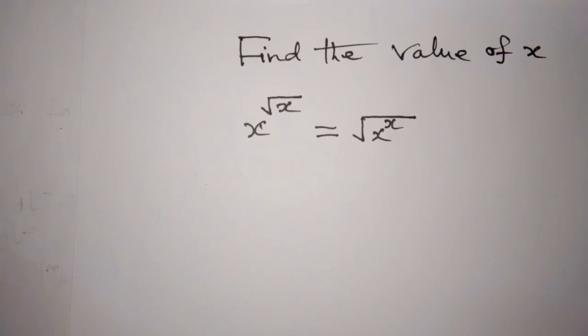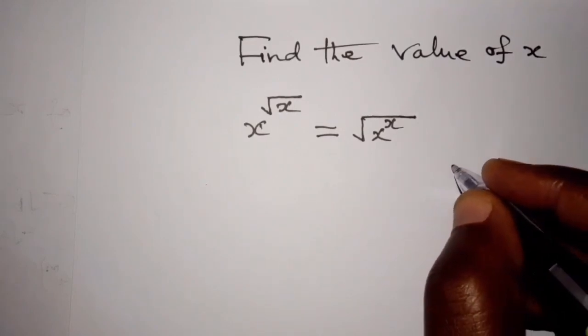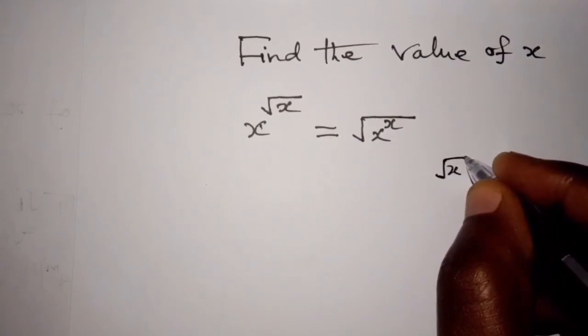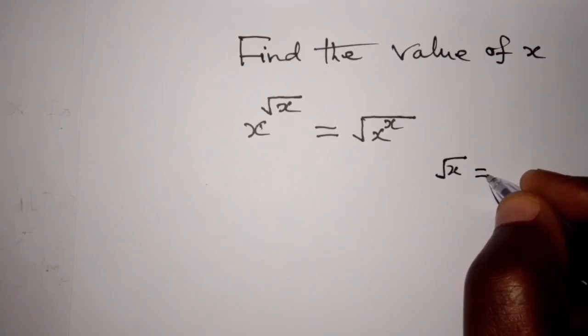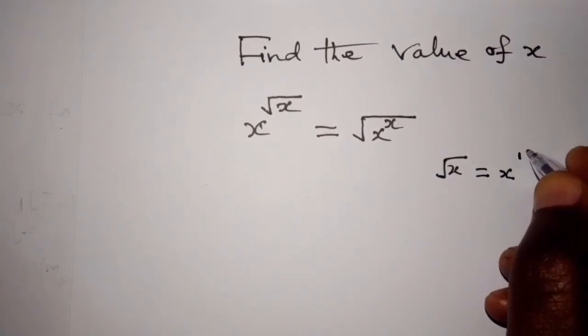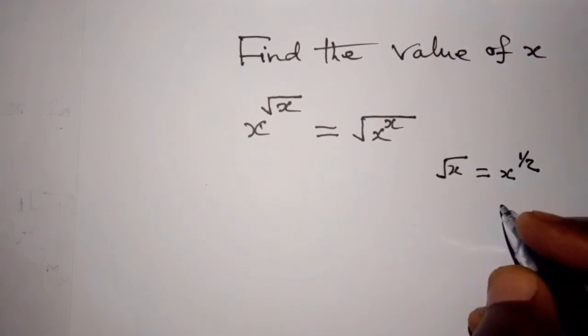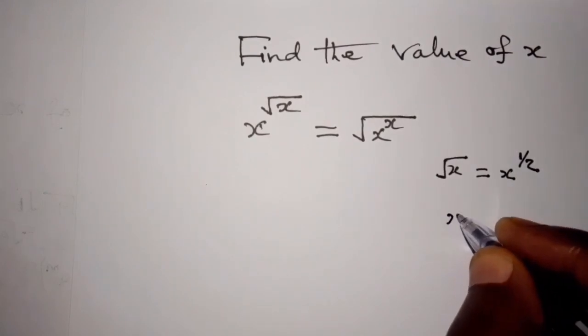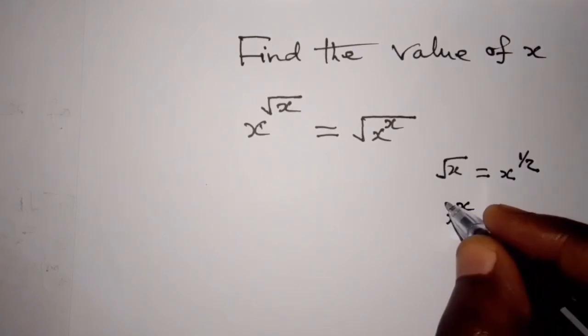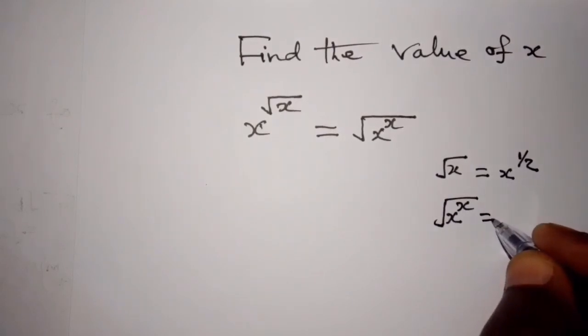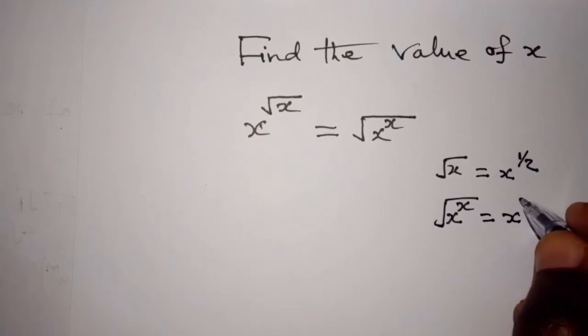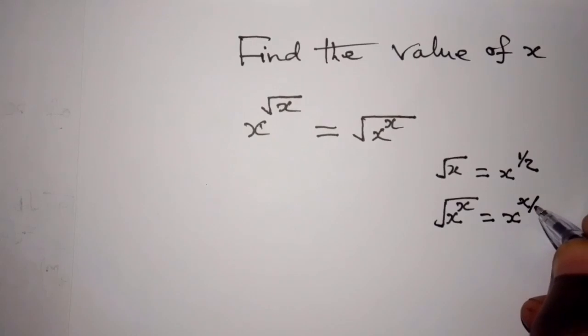Find the value of x. x power square root of x is equal to square root of x power x. We shall apply the following rules. Square root of x is equal to x power 1 over 2, and square root of x power x is equal to x power x over 2.